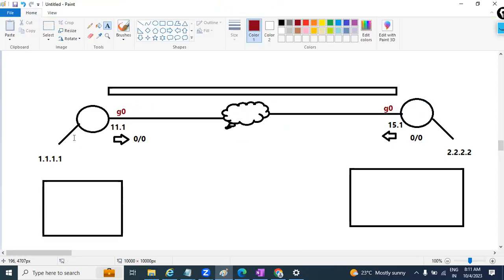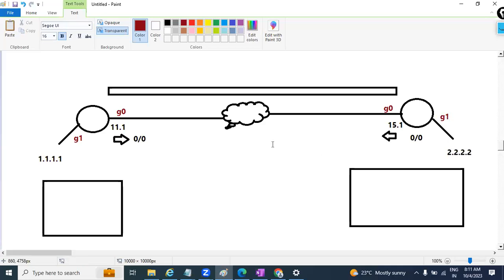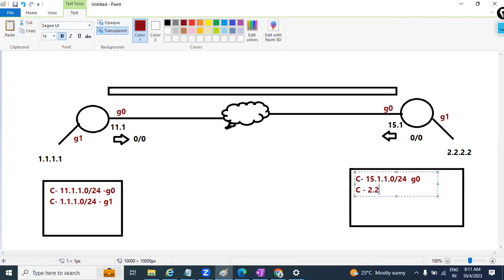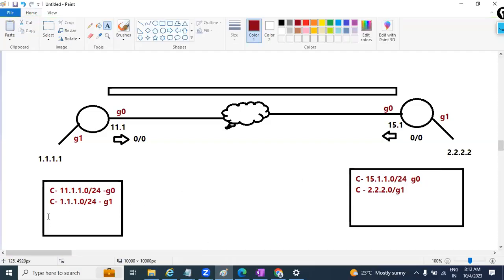Z0. This is considered loopback. Let's consider G1, and this is again G1. So I have directly connected 11.1.1.0/24. Which interface? 0. Second is 1.1.1.0/24. Which interface? Z1. So here directly again, I have 15.1.1.0/24 interface Z0 and again 2.2.2.0/Z1. So I'll configure here one default route.